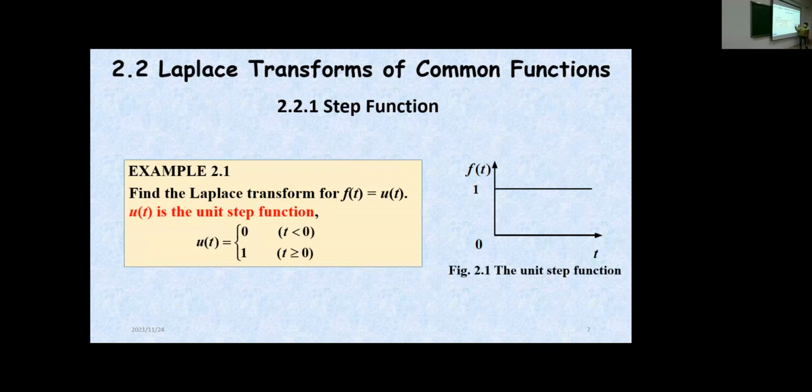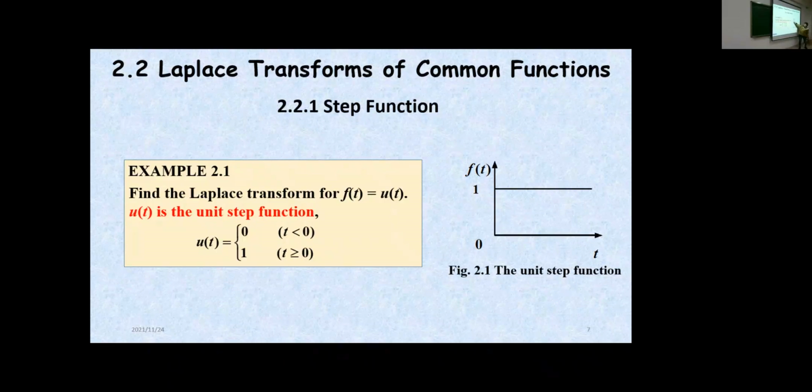And what about the situation when t is smaller than 0? Think about time starting from maybe negative. We define when t is smaller than 0, u(t) or f(t) is what? 0. So the whole curve becomes like a step. Take a step, right? Step up.